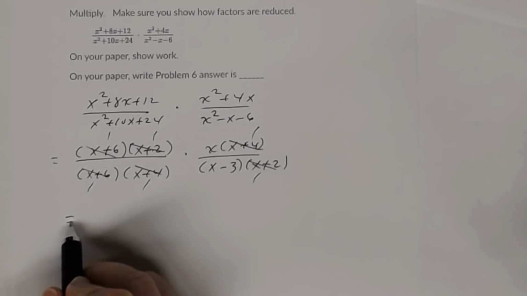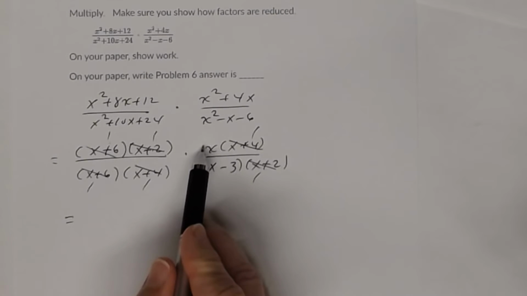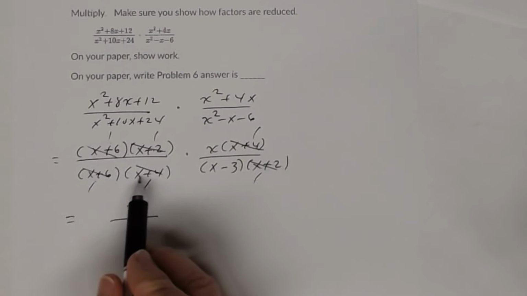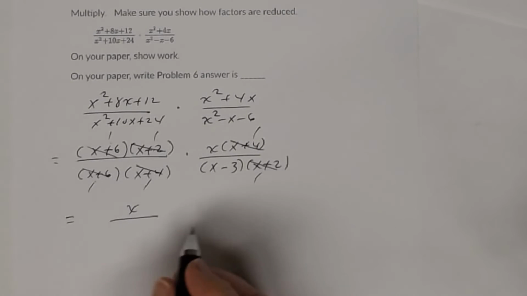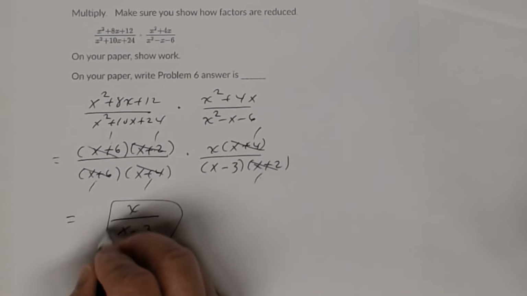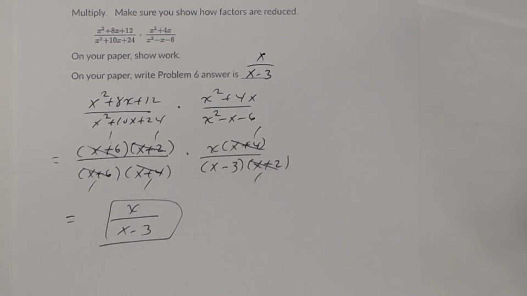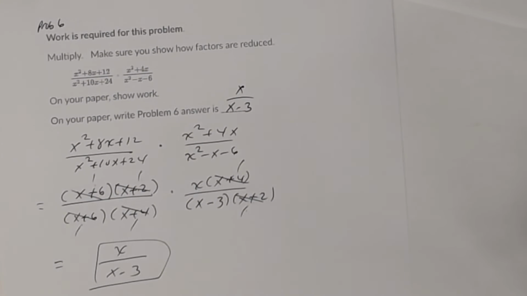So therefore, my answer is going to be 1 times x times 1, which is x, divided by 1 times 1 times 1 times x minus 3, which is x minus 3. And so there's the answer there. So x divided by x minus 3. So that's problem number 6.